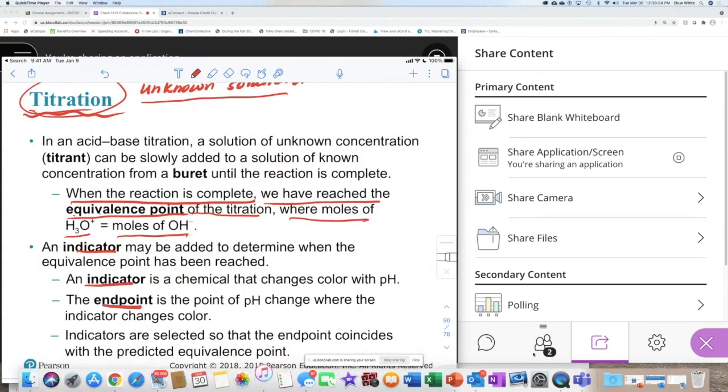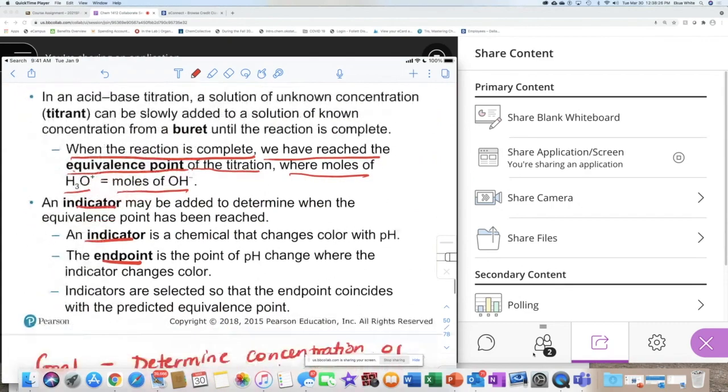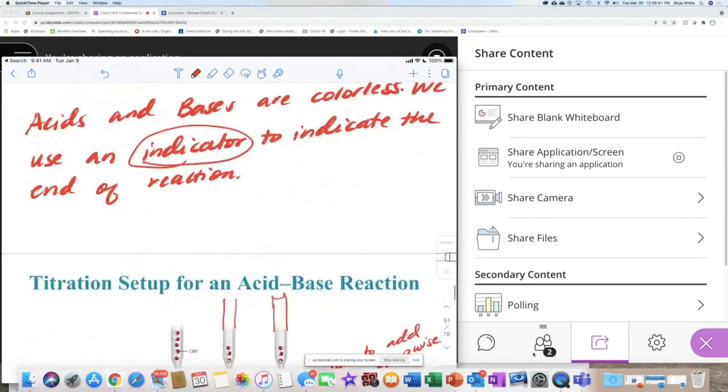And the indicator indicates the endpoint of the reaction. We're told here in the endpoint, the pH will change, and therefore the color of the indicator changes, okay? And so the endpoint is also the equivalence point. So I'm going to point that out. Ha. Okay, and point is also equivalence point.